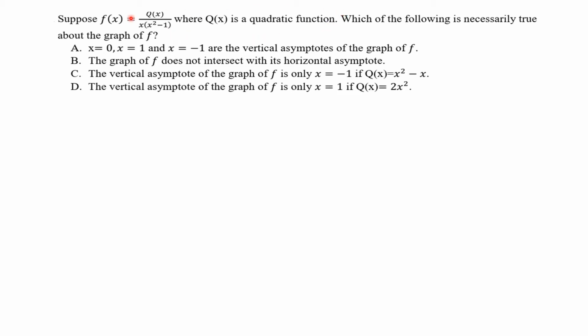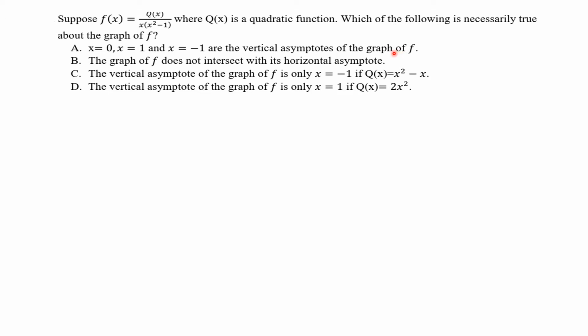quadratic function. Since quadratic function is degree 2 and this one is degree 3 because x times x to the power of 2 is x cubed, or cubic function, we call it cubic function. So degree of quadratic function is less than degree of cubic or degree 3 function. So A says that x is equals 0, x is equals to 1 and x is equals to minus 1 are the vertical asymptotes of the graphs of f.